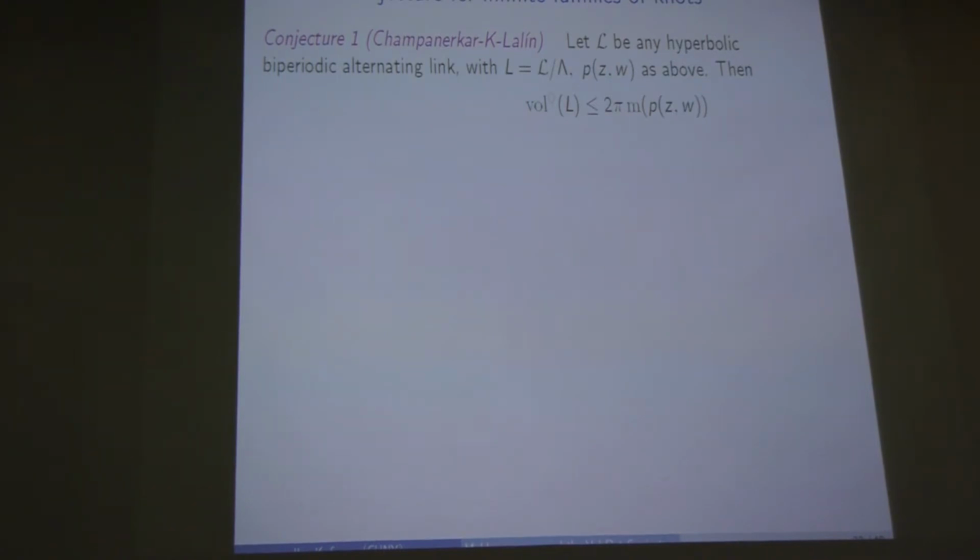Okay. So now, conjecture 1 is that if you have a biperiodic link, then the bipyramid volume is less than or equal to 2 pi times the Mahler measure of the characteristic polynomial of the corresponding toroidal dimer model. Now, if that's true, then we know by our theorem that the volume is less than or equal to the bipyramid volume.